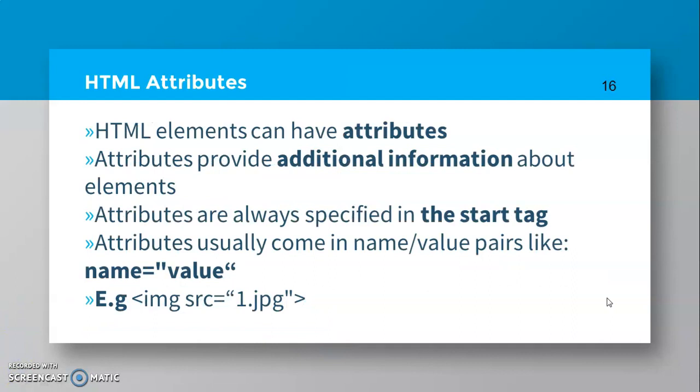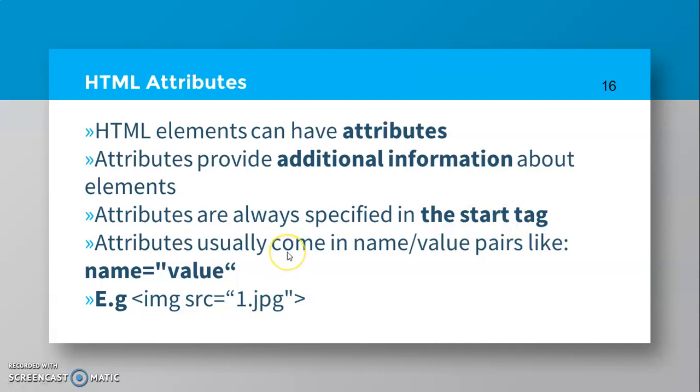So the next topic is HTML attribute. Now HTML elements can have attributes, something like a bank employee can have his own attributes, correct? For example, his ID, his address, his salary, something like that. Similarly, HTML elements can have attributes. These attributes provide additional information about that element. We always specify the attribute in the start tag, that we have to remember.